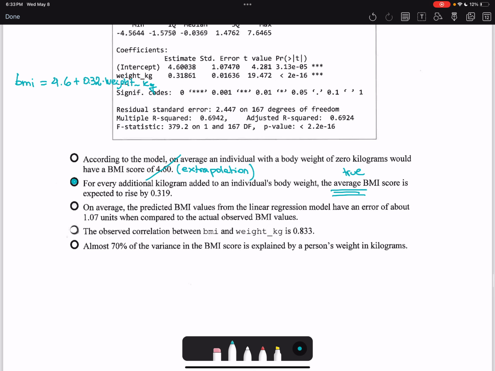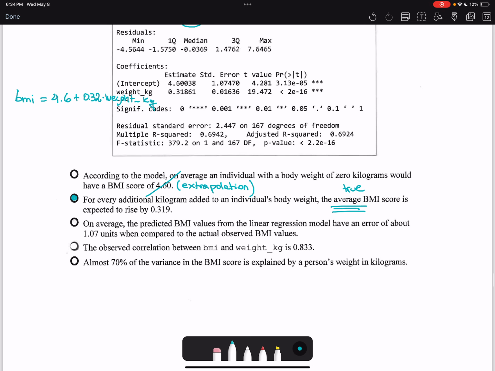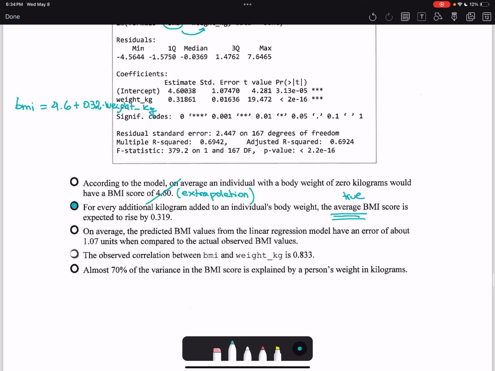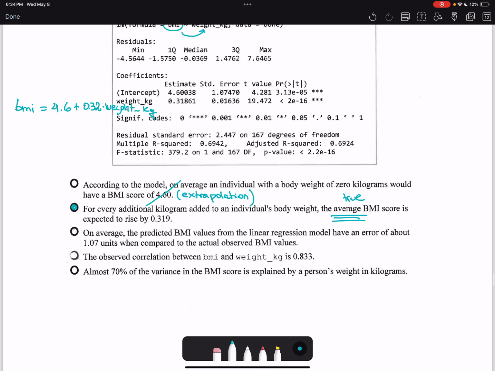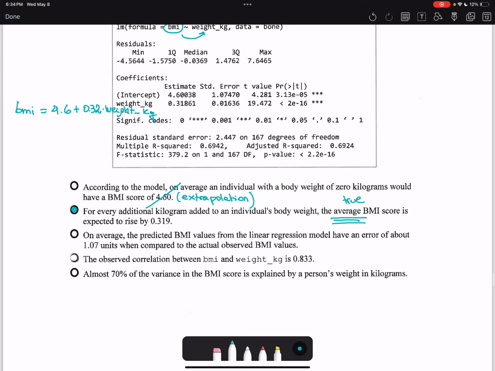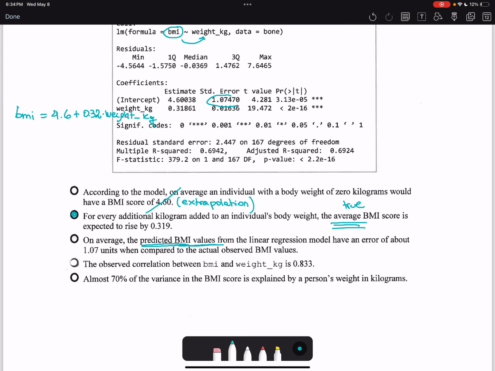On average, the predicted BMI values from the linear regression model have an error of about 1.07 units when compared to the actual observed BMI values. Well, 1.07 units, this is the standard error of the intercept. Or, yeah, I'm not sure that this is right.